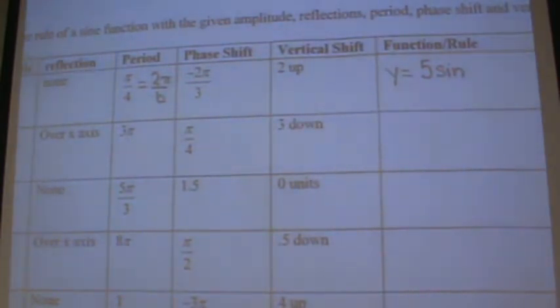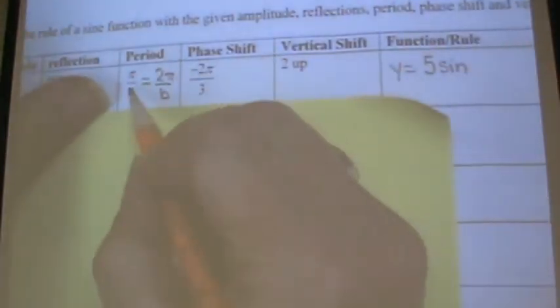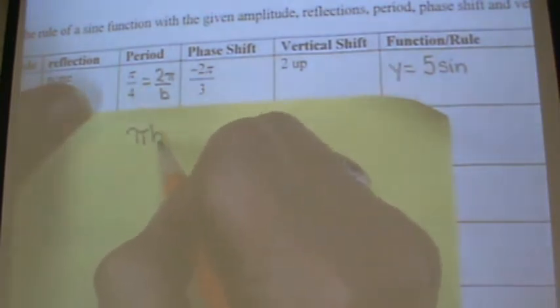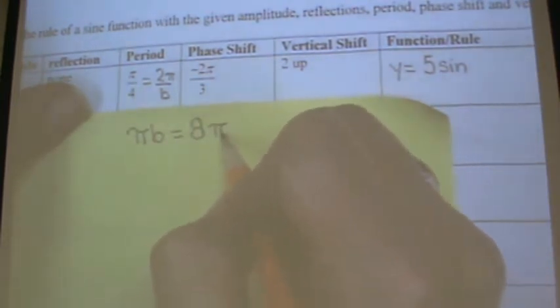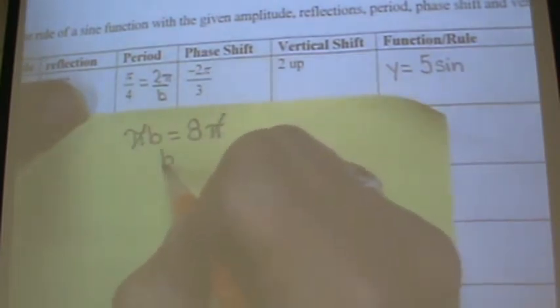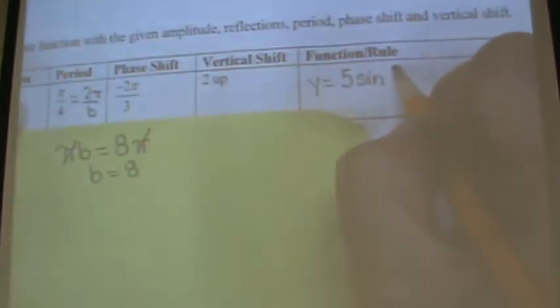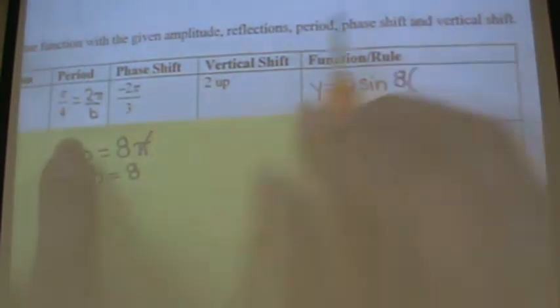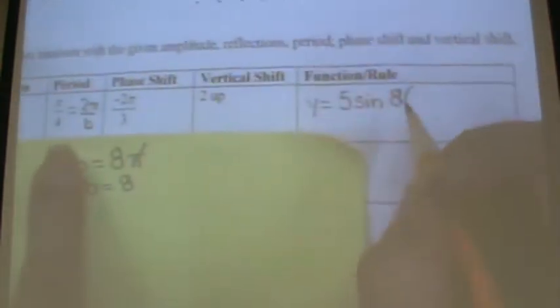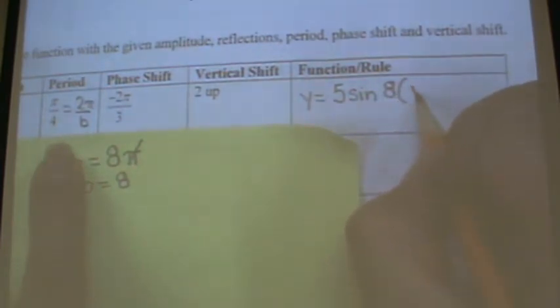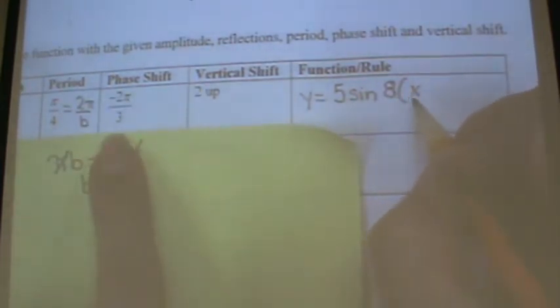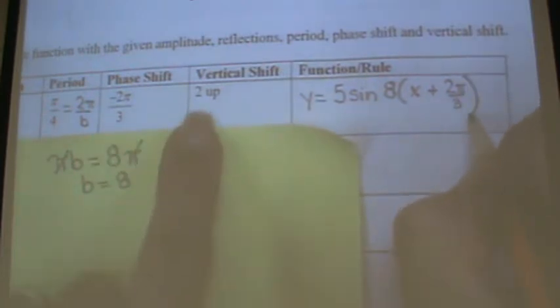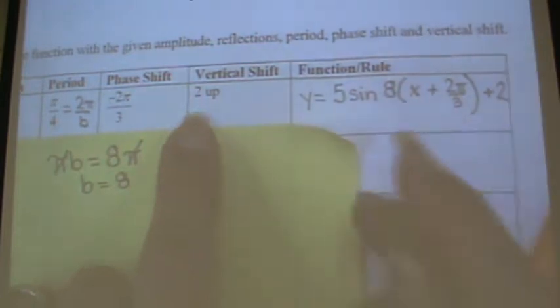Cross multiply. Can you give me the information here? So pi b is equal to 8 pi. What happens to the pi's? They cancel. What's b? 8. So that's the number that goes here, 8. So you have to find b in order to put that number there. Now it's going to be a phase shift of 2 pi over 3 to the left, so this is where it's the opposite, 2 pi over 3. And then up 2, where do you put up 2? Right here, plus 2.